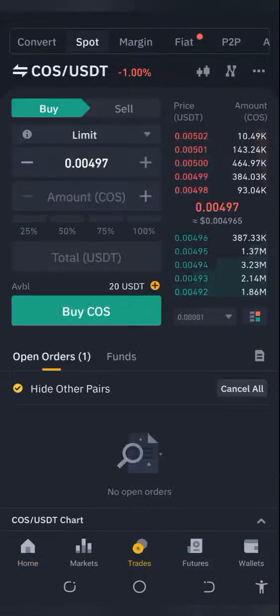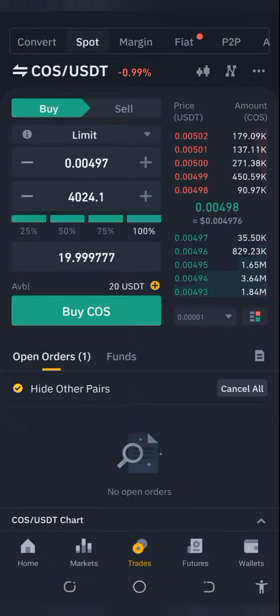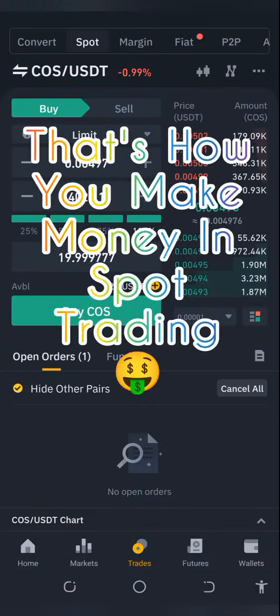Now, when you do that, you're going to buy that coin. Let's assume it's COS USDT. You need to buy it and then hold it for a short period of time. It could be an hour, it could be two, till it appreciates. And once it appreciates, you sell off for profit. That's how you make money in spot trading.